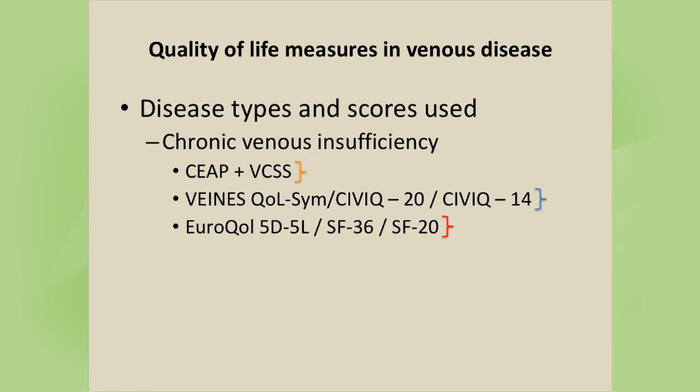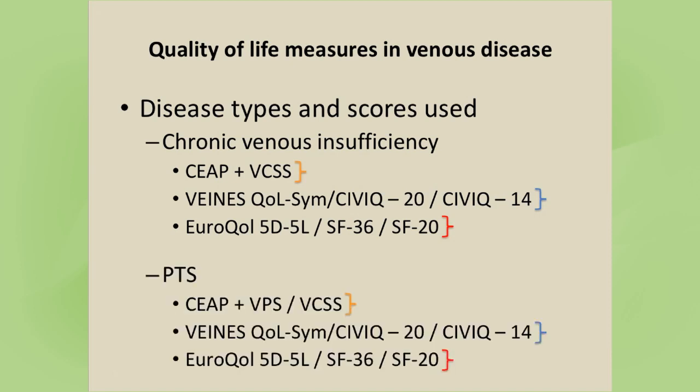Disease types and scores used. So these are just examples. Chronic venous insufficiency, one could use the CEAP and the VCSS instrument. Quality of life, if you have the ability to use both a generic and a venous disease specific quality of life, great. If you could use only one quality of life instrument, it might be better to use a venous disease specific quality of life instrument. The same goes for post-thrombotic syndrome. Here you can use the Villalta-Prandoni instrument as well. And quality of life instruments, either venous disease specific, generic quality of life instruments, or both.